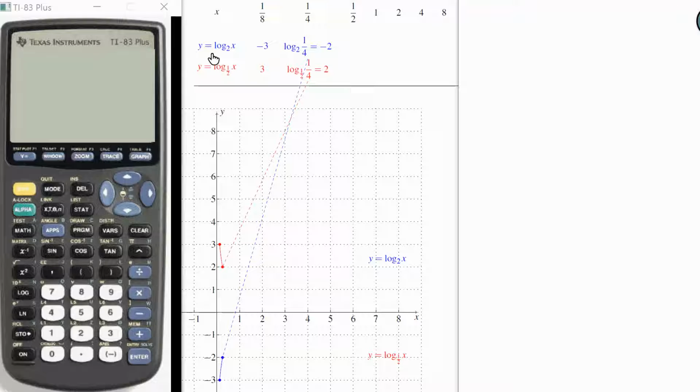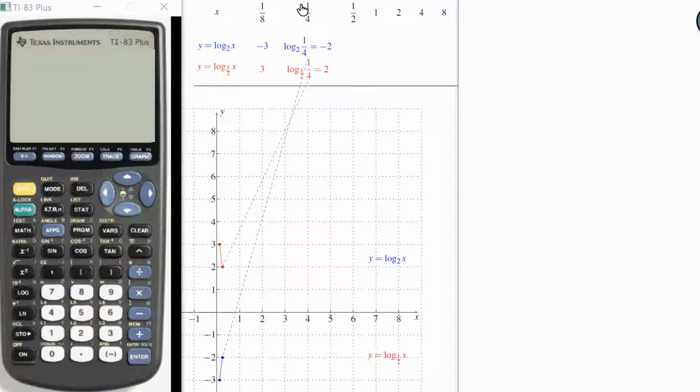In this video clip, we will draw the graphs of two functions. One is the blue function, y equals log base 2 of x. Another is the red function, y equals log base 1/2 of x. Let's see how to calculate the coordinate plane, y coordinate first.